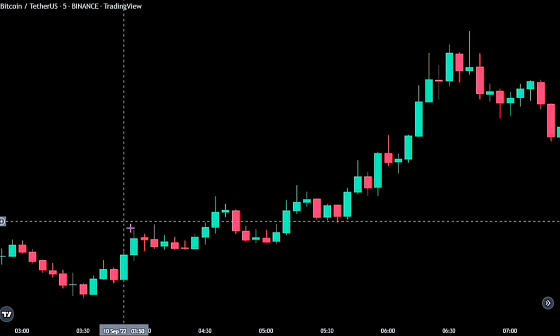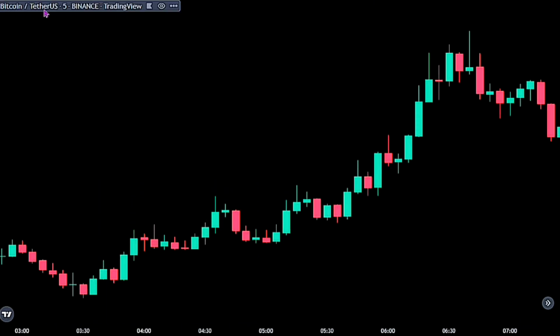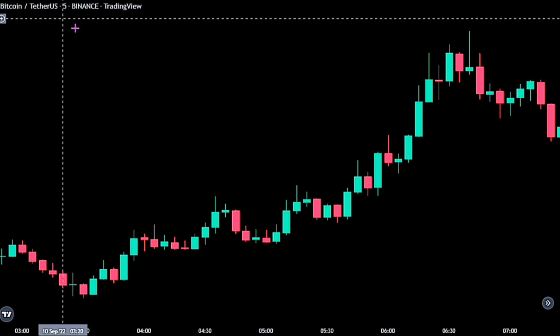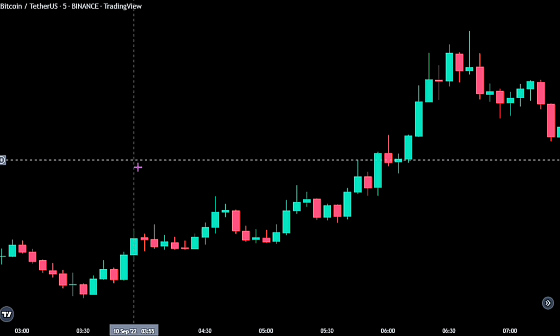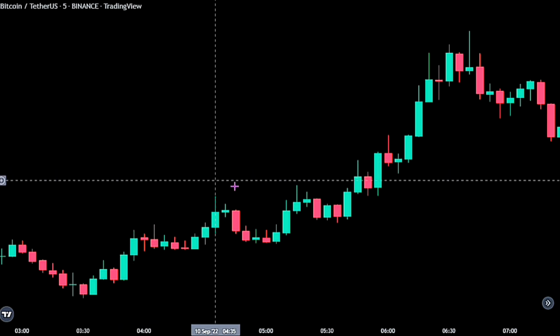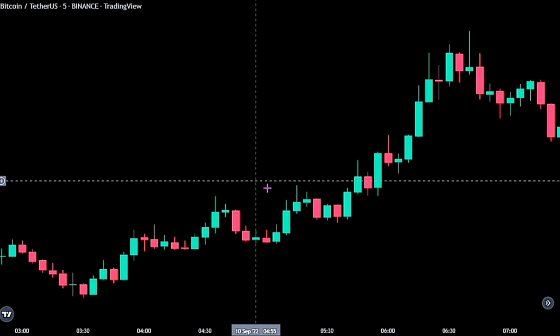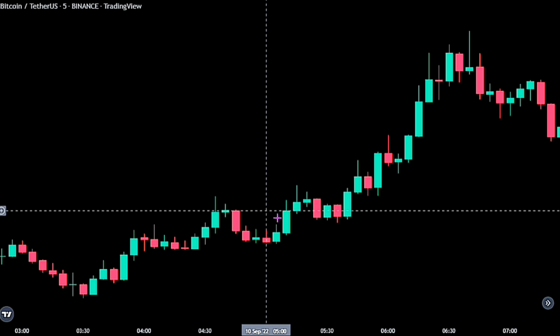Okay guys, so for today's strategy, we will be looking at the Bitcoin United States dollar tether, and we are on the 5 minutes time frame. For this strategy, we will be using 3 indicators to monitor the market trend, as well as possible entries for our trades. So for this strategy, let's quickly add the indicators to the chart.